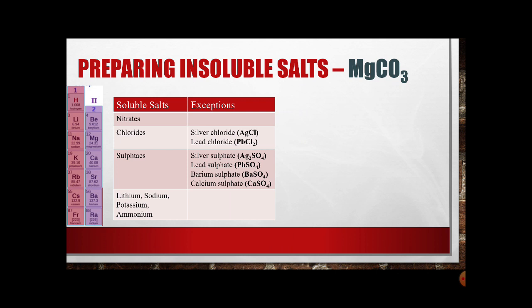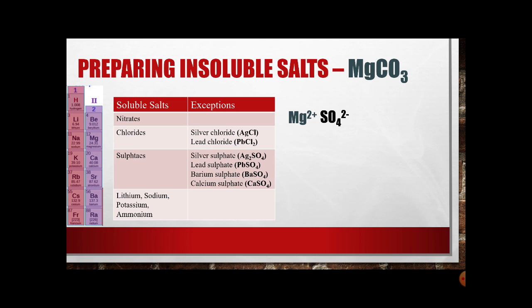Our second example is magnesium carbonate. We need 2 soluble salts, one with magnesium. As we can see, there are no exceptions which include magnesium, so we could use magnesium nitrate, magnesium chloride, or magnesium sulfate. Let's use magnesium sulfate. These are the ions present.